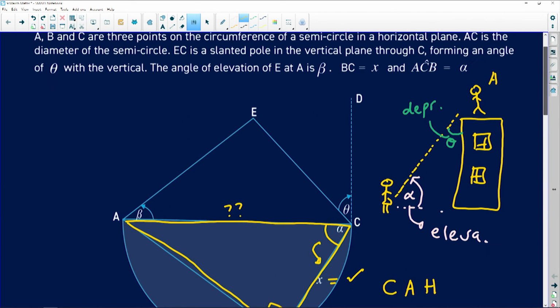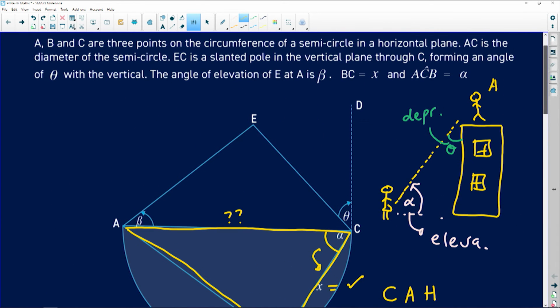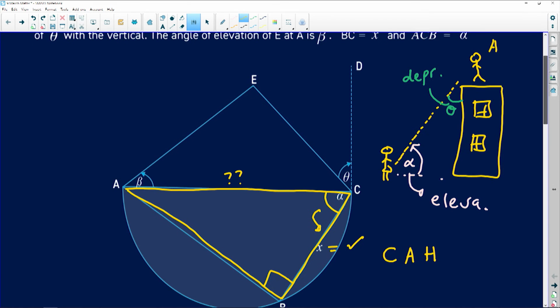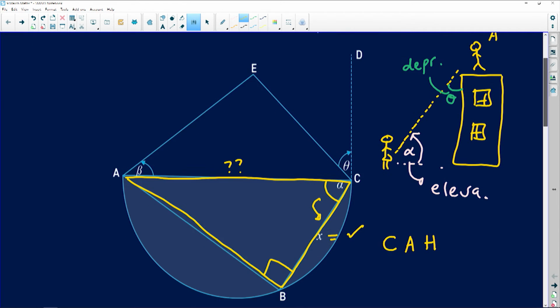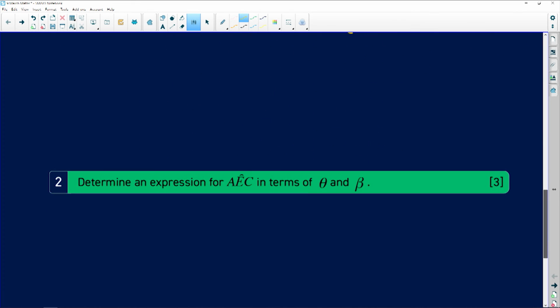Now, if you go back to the story that we were given here, you will see that indeed we did find the value of this, because the length of AC is the one that you're looking for, and your BC is actually equal to x. Right, moving on to the next part of the question.